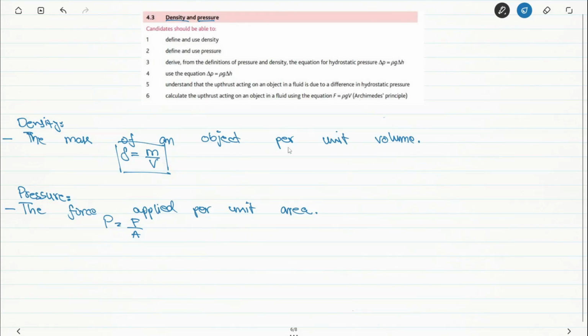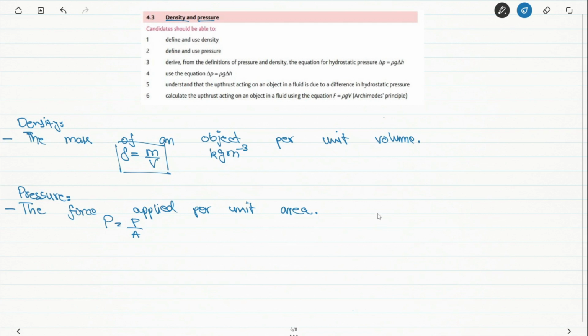Hi, now on to our last module, which is density and pressure. Firstly, density is the mass of an object per unit volume. So rho is equal to m/V, that is the formula, and the unit is kg m^-3, because volume is in the denominator.